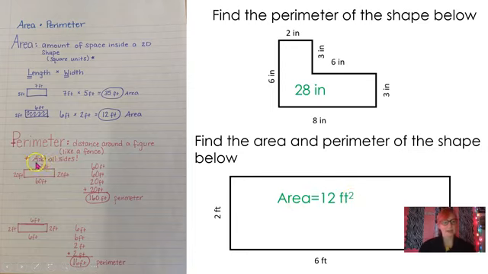For my perimeter, I am going to add all of my sides, which would be 16 feet. 6 plus 6 is 12, plus 2 would be 14, plus another 2 would be 16.